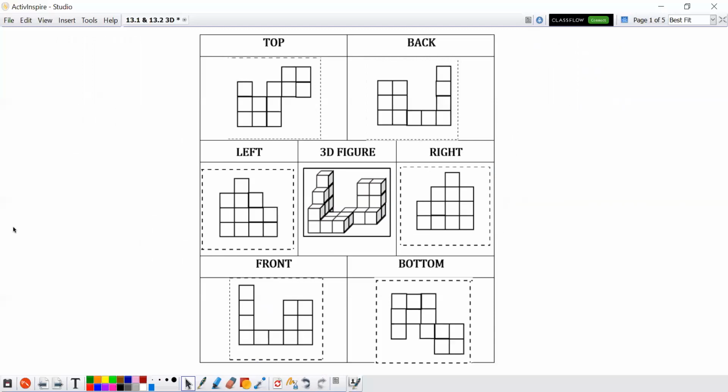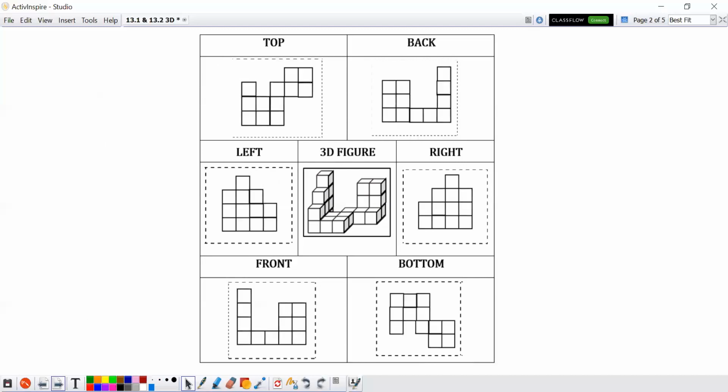So it's really just having to be able to picture something in your mind and being able to rotate it to see how it would look from different views. So that's section 13.1 on your Classgeek assignment. The first slide is on being able to do this.